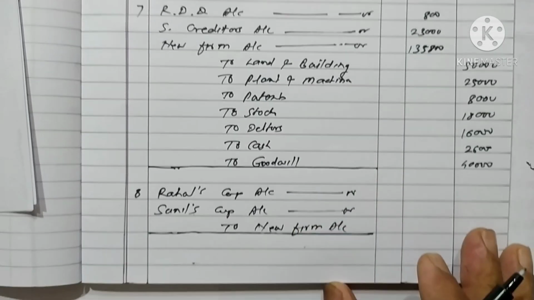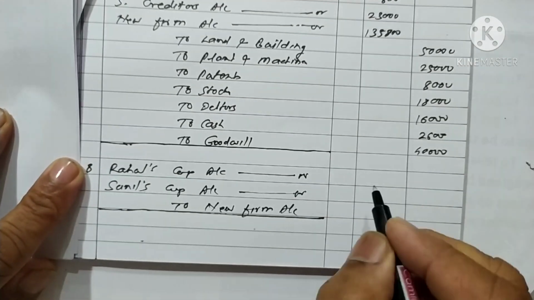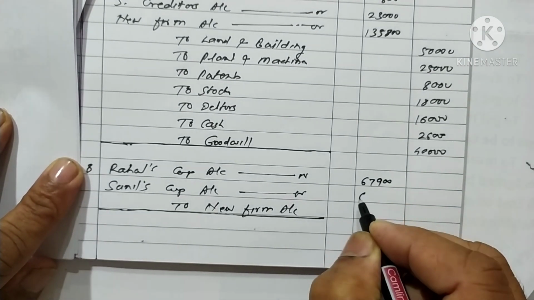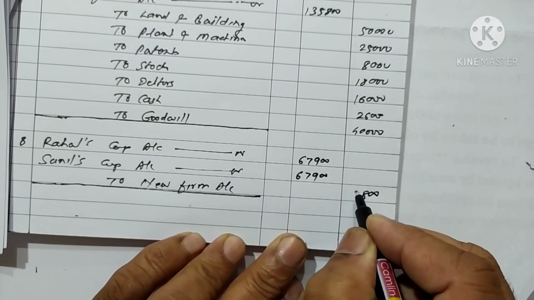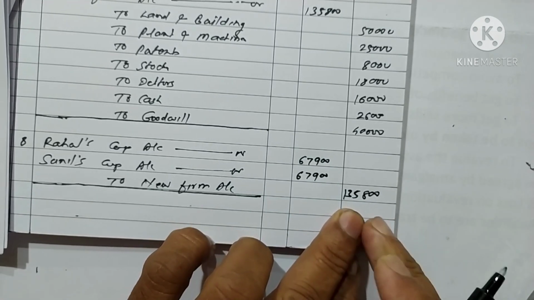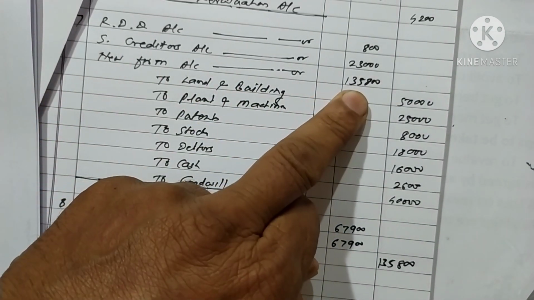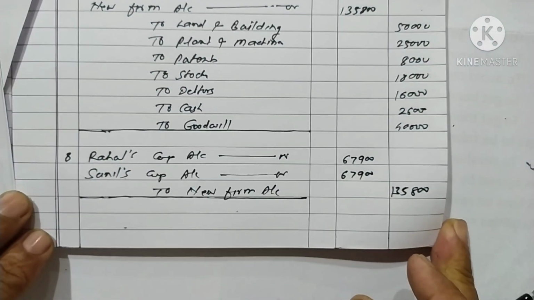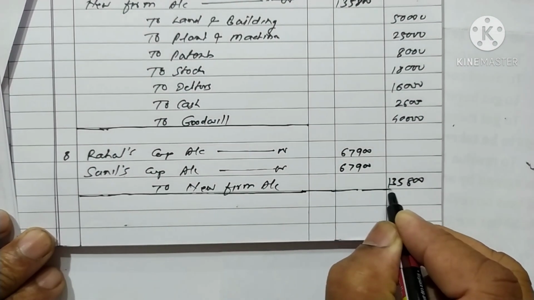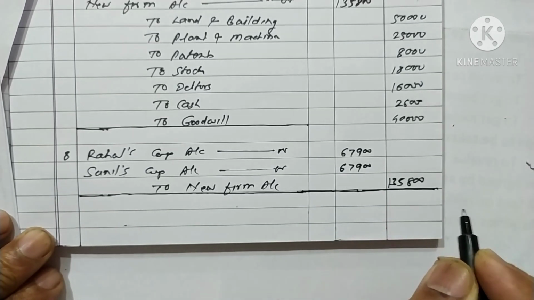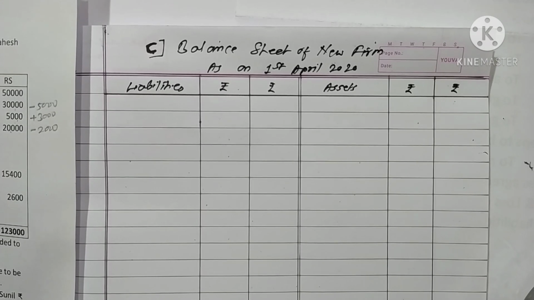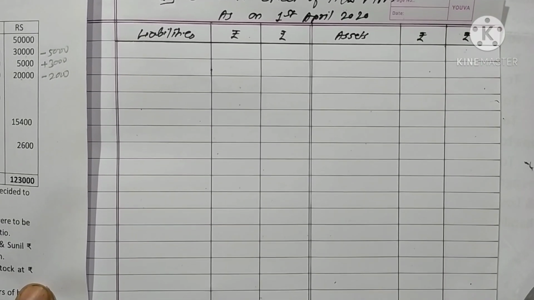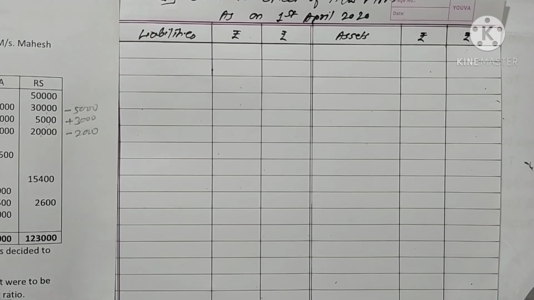We make the entries. Rahul capital 67,900 and Sunil also 67,900, and the total comes to rupees 1,35,800. Its total is equal to the new firm account, 1,35,800. This is the tally and we close the B part. Now we go to the third part, balance sheet. C part is like this. Balance sheet of new firm as on 1st April 2020. Liabilities rupees, assets rupees. First we try to complete the asset side.